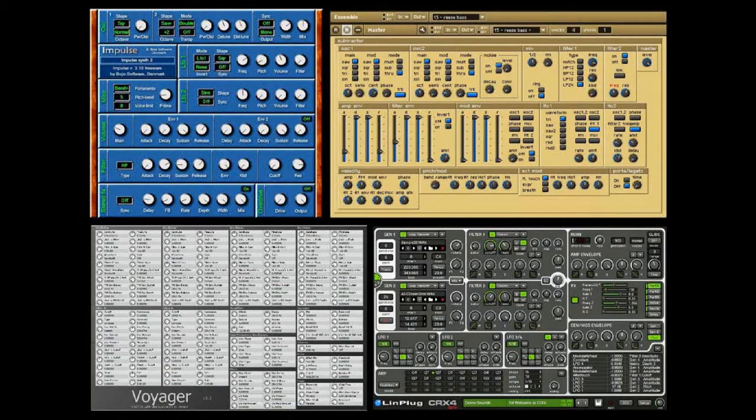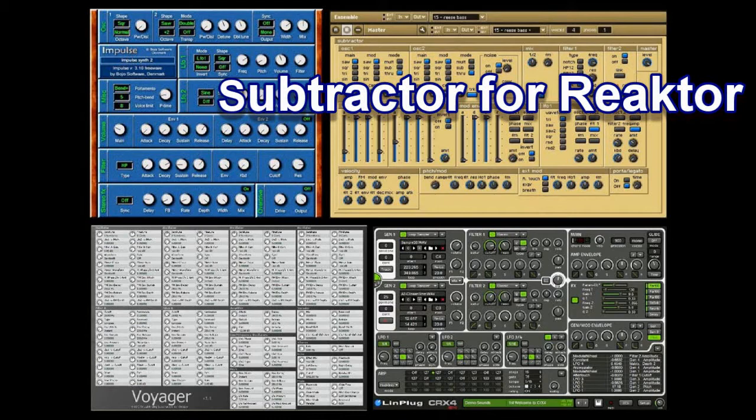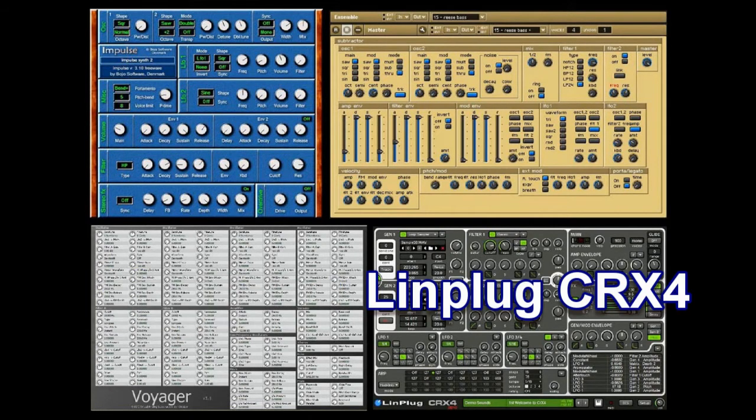Okay, so let's compare four graphical interfaces of these subtractive synthesizers. First up, you will have Impulse. This is bundled by Mixcraft 6. Second is Subtractor for Reaktor. The third one would be Voyager version 1.1. And the fourth will be Linplug CRX4.